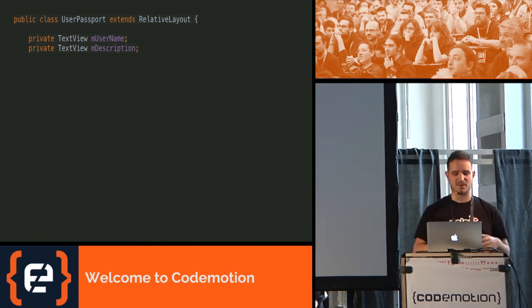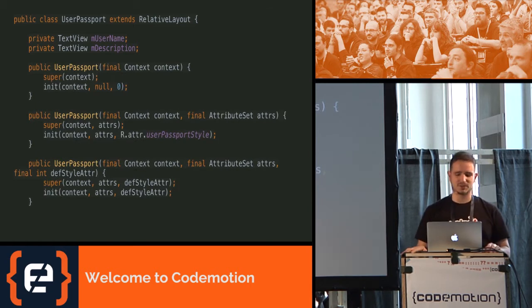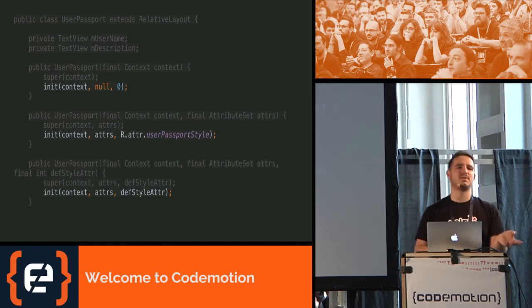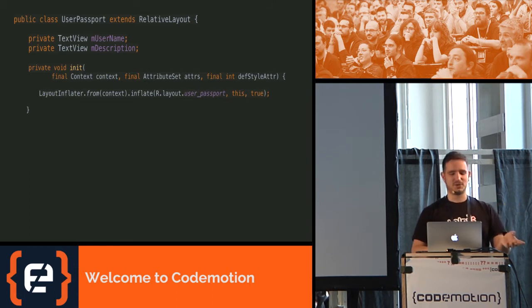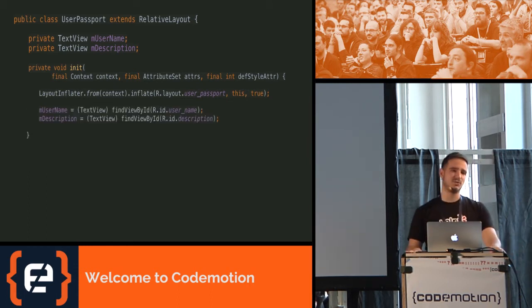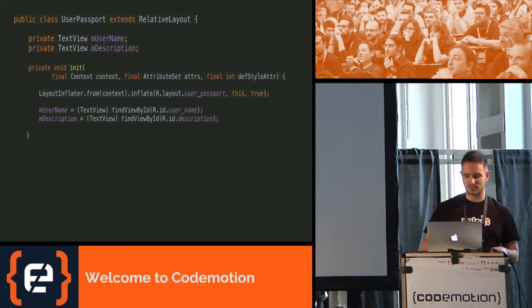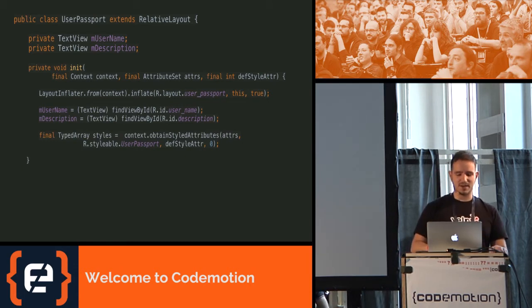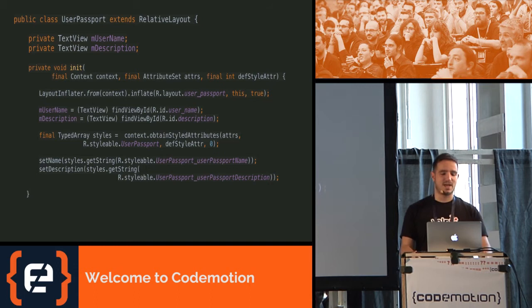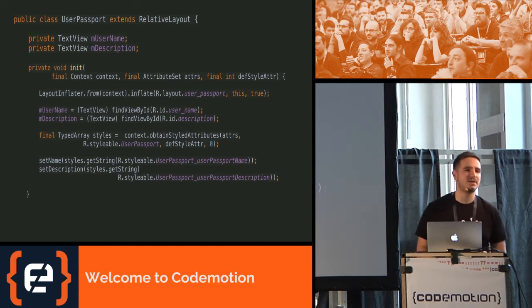So we will define our three or four constructors for a custom view on Android. And we require using a common method for all of them, like the init method. This init method will take the classical parameters. What we do here is we just inflate the XML layout of the user passport. We retrieve the two views, the name and the description. We take the attributes from the XML file, and then here we set the name and the description using the setters.